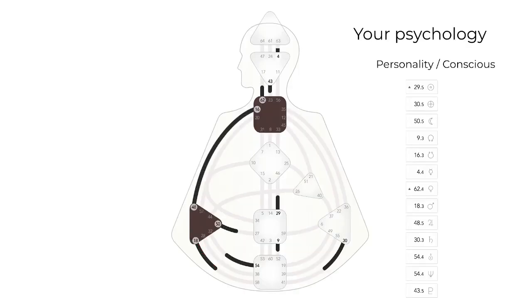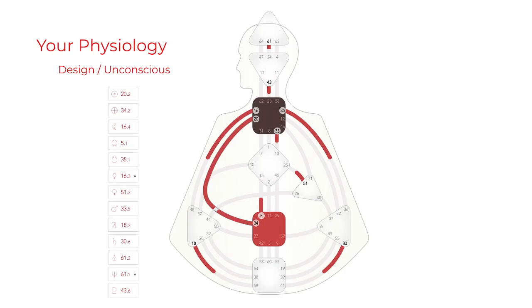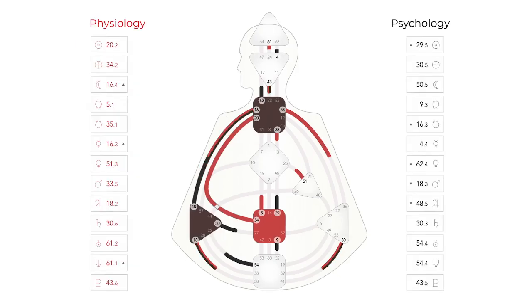Your psychology, or your conscious personality, what you likely know about yourself already, is shown in black and down the right side of the chart. And your physiology, your unconscious, sometimes called design in human design, is shown in red and on the left side of the chart. This is what you might not know about yourself so clearly, but others might know. These two aspects of yourself merge into the body graph. When you see both red and black overlapping, this shows an aspect that is both conscious and unconscious.